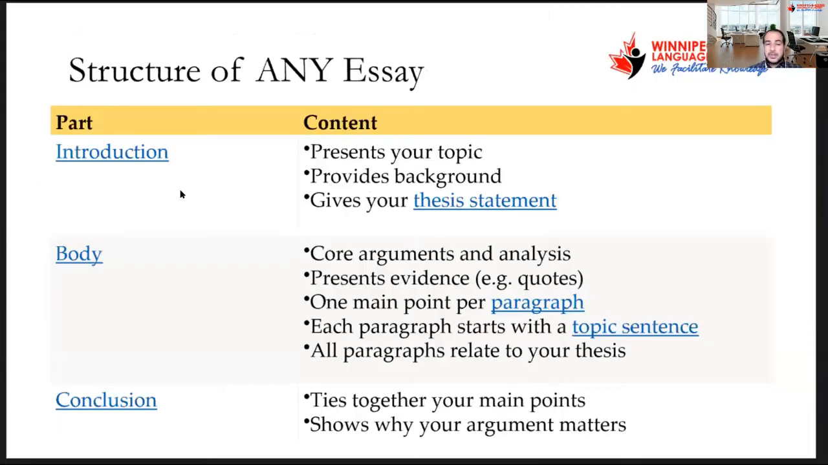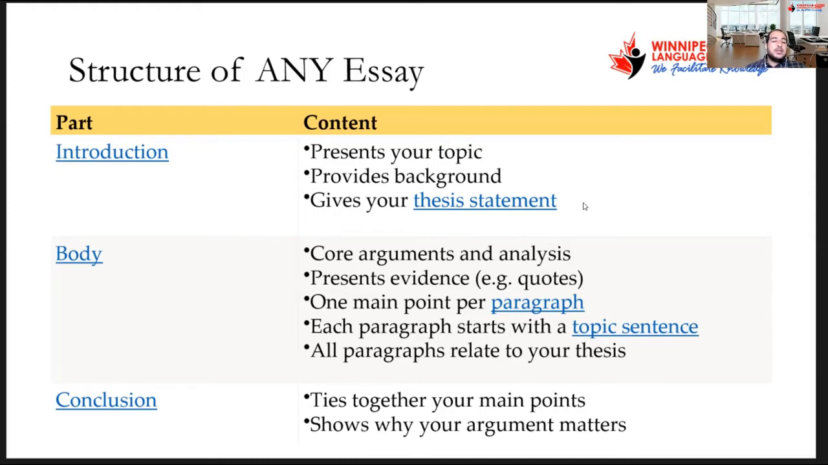So just hang tight. Now, this is a structure that can be used for any essay. Okay, you start with presenting your topic, then you provide background information about your topic, and then the last sentence usually of the introduction is your thesis statement. A thesis statement is more used with argumentative essay, but sometimes you just need to list or outline the ideas that you will be discussing in the body in the last sentence in the introduction.